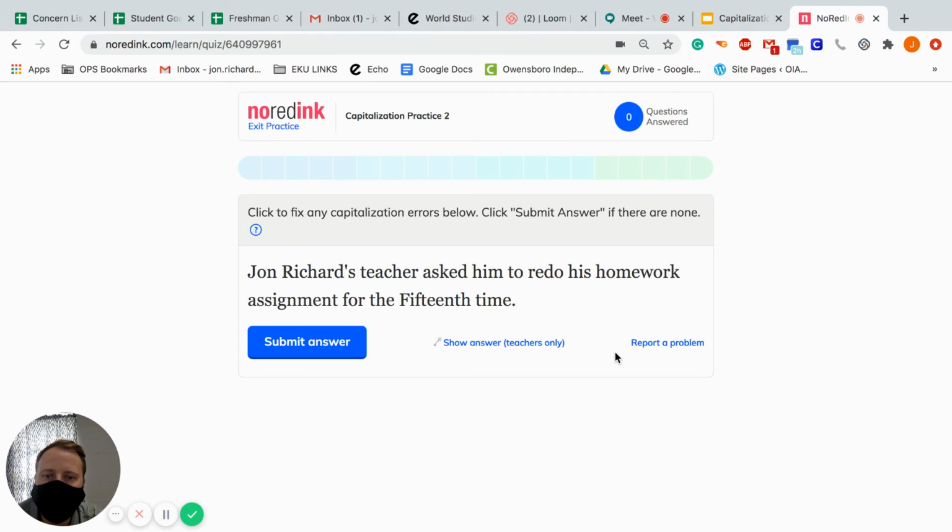John Richard's teacher asked him to redo his homework assignment for the 15th century. We just talked about it: we don't capitalize century or 15th, those numbers.